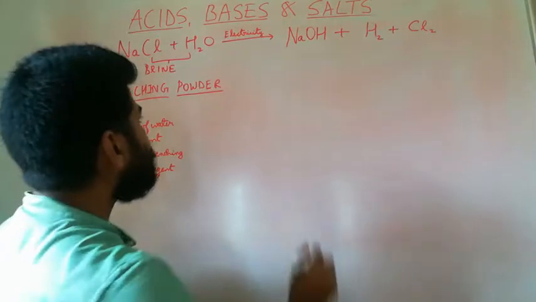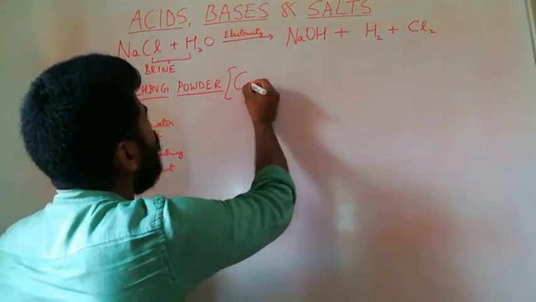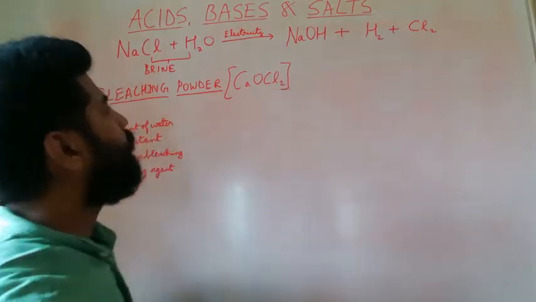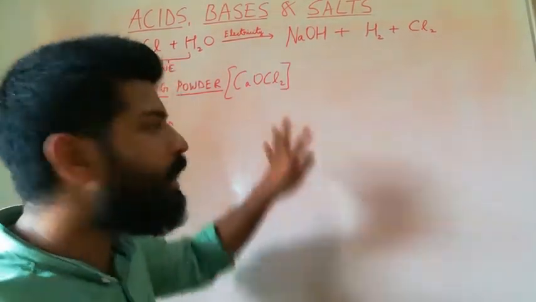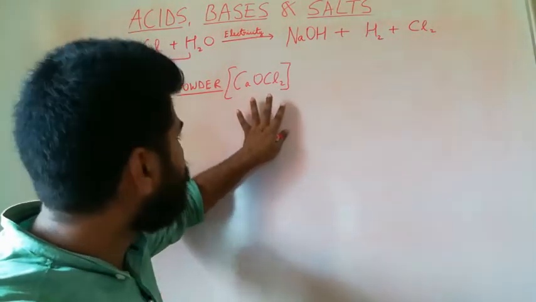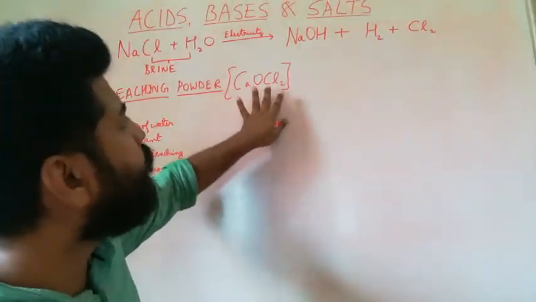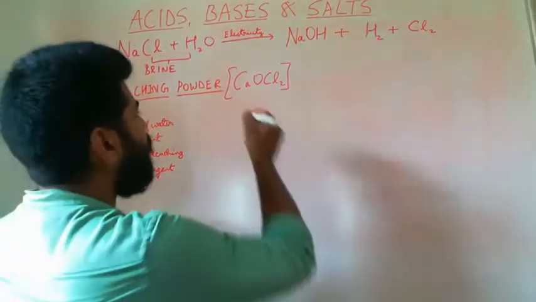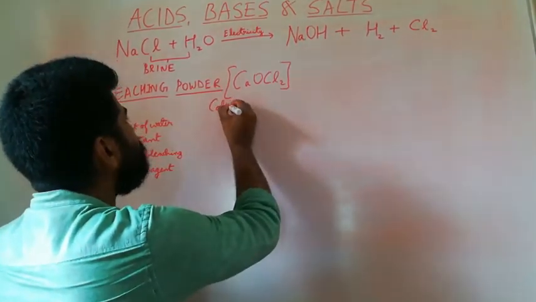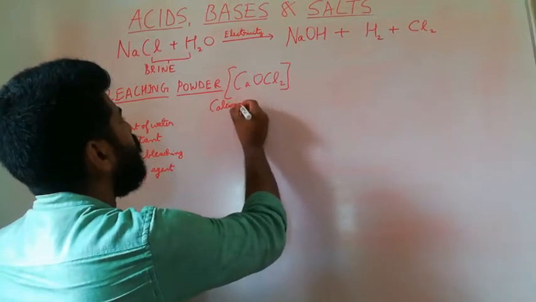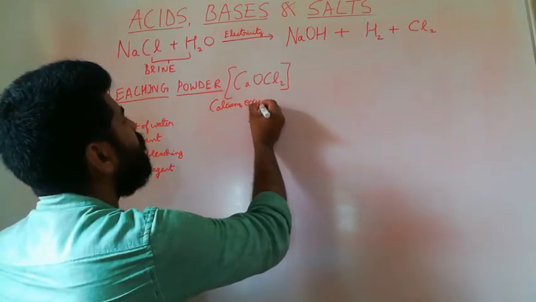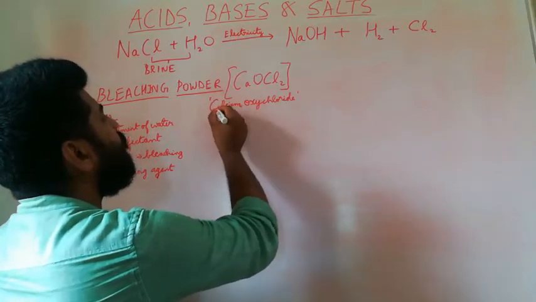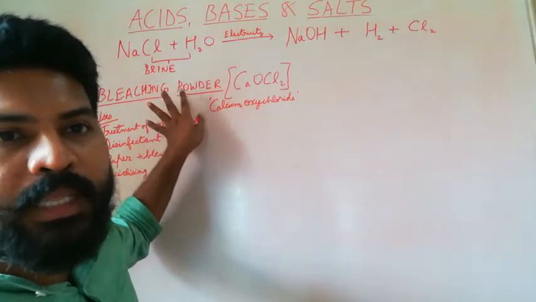Chemically, bleaching powder has the formula CaOCl2, but it is much more complex than this. But for class 10 purpose, we use this chemical formula, that is CaOCl2. We can call it calcium oxychloride. That is a scientific name, commonly called bleaching powder.